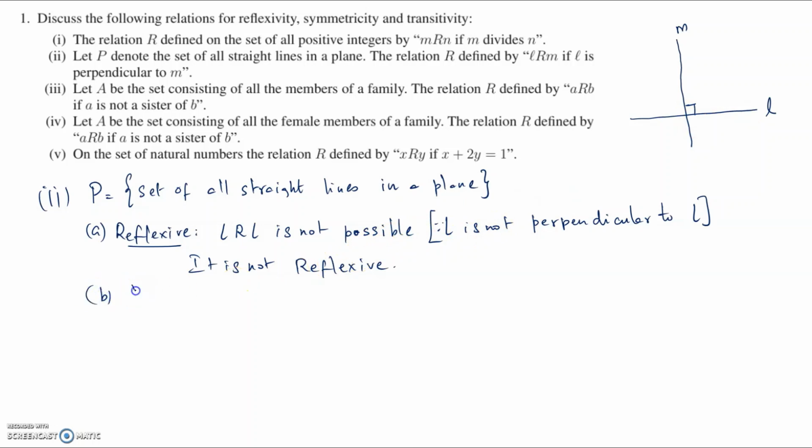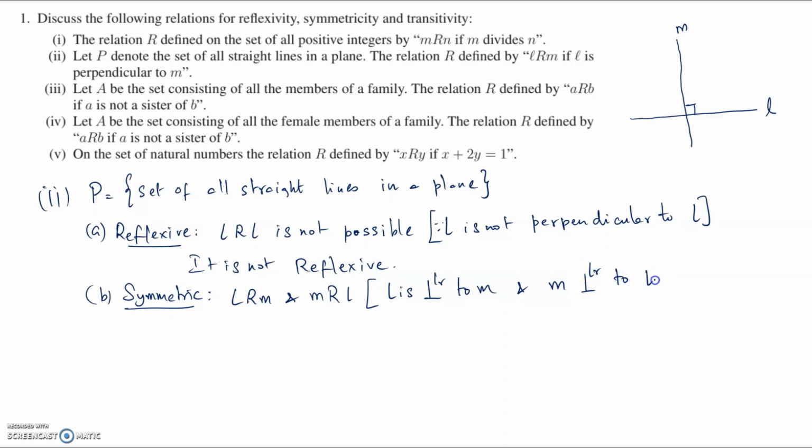Now the second one is symmetric. For symmetric, you need L related to M and M related to L, which means L is perpendicular to M and M is perpendicular to L. This is possible. Therefore, it is symmetric.